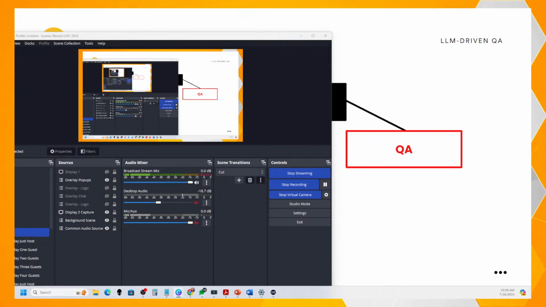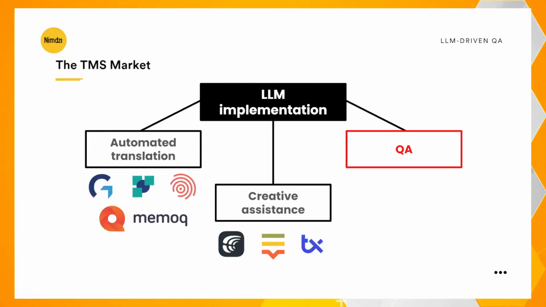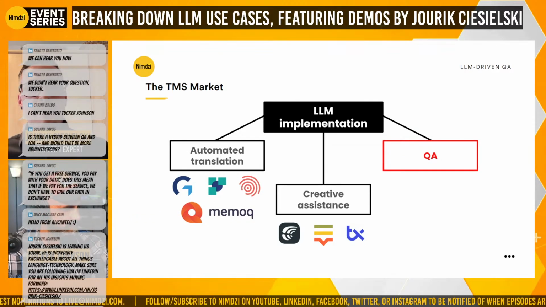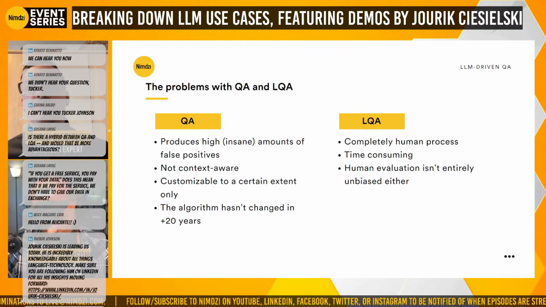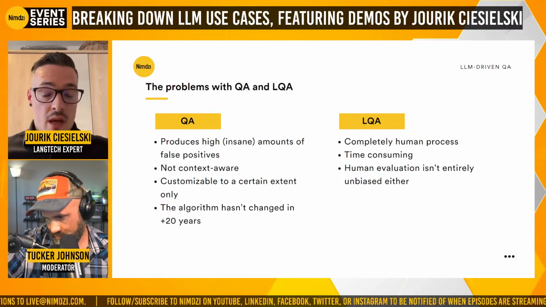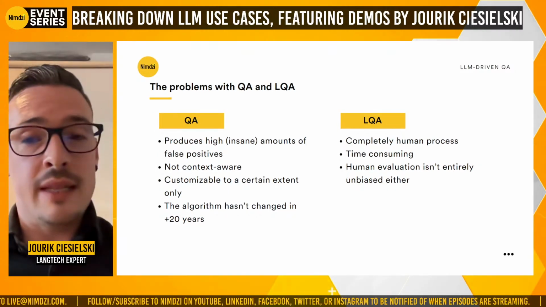Where were we? We are on the TMS market. There we go. I think I was still talking a little bit about LQA. So we covered QA and why it's obsolete and why it's a good candidate to be replaced by something new. On the previous slide, I think we still need to talk a little bit about LQA. So if you can go one slide back, there we go, and take it from here. Go for it. LQA, completely human process.